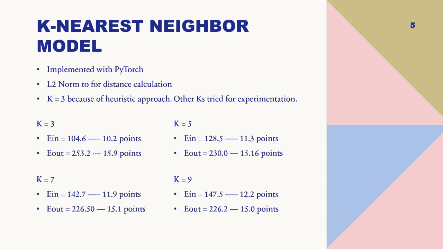So, not to go into each one of them in detail, but we can notice that this model performed worse than the linear regression model, with the E out averaging between 15 and 16 points incorrectly guessed on average, but performed better on the training set on average. And the model performed better as K increased, which was kind of cool to see. It performed better on the test set, but performed worse on the training set. So it seemed to be the opposite of overfitting. It seemed to converge to a better result.